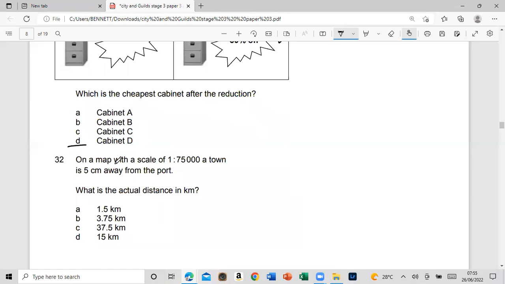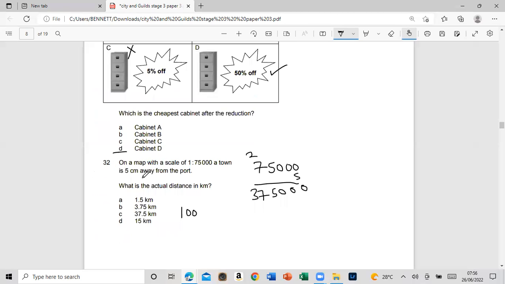This was on the last paper. And we have a scale of 1 to 75, 5 centimeters to 4. I'll work out this one, guys. I hope you got it. Should I work it out again? So this has to do with converting centimeters to kilograms, right? So you're going to end up with what?